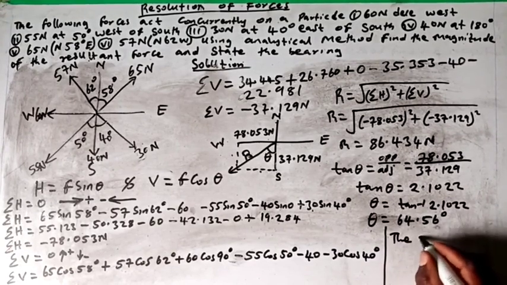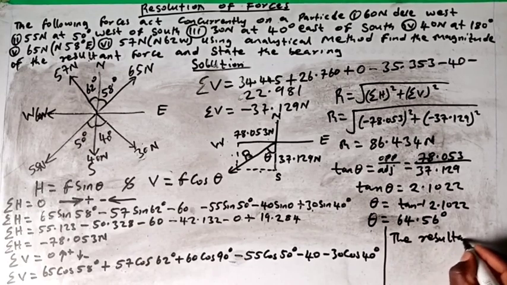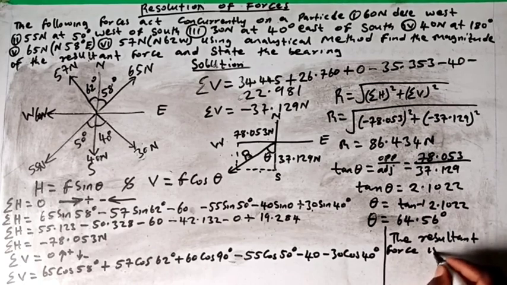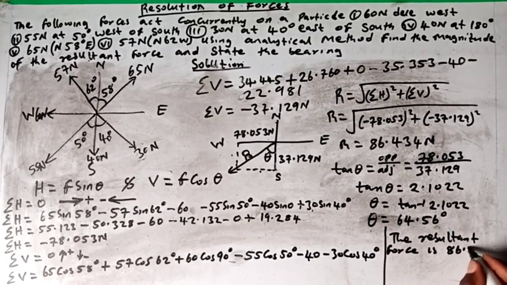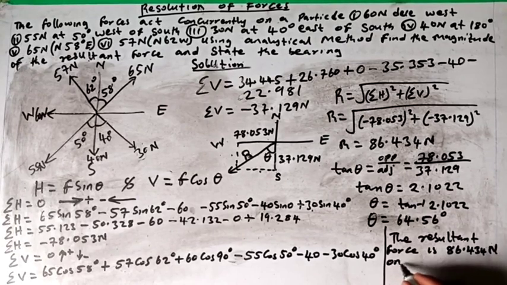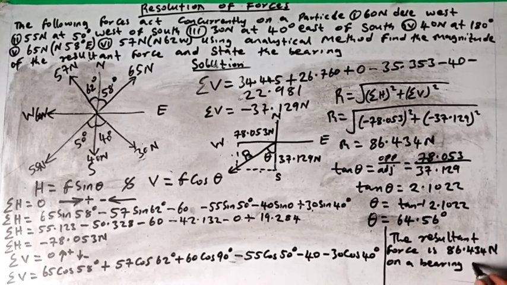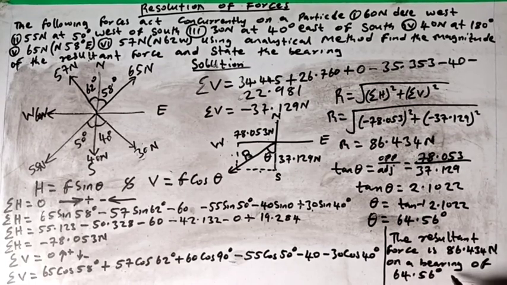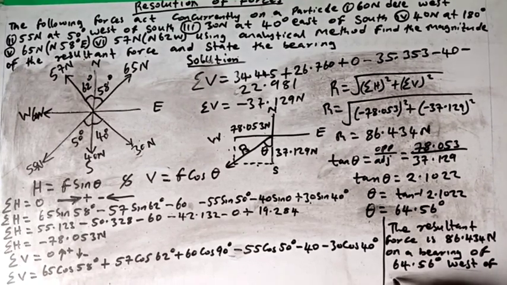So to state the bearing, we say that the resultant force is 86.434 Newton on a bearing of 64.56 degrees west of south.